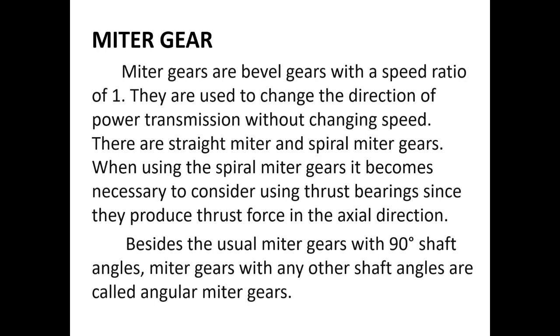Miter gear. Next, miter gears are bevel gears with a speed ratio of 1. They are used to change the direction of power transmission without changing speed. There are straight miter and spiral miter gears. When using the spiral miter gears, it becomes necessary to consider using thrust bearings since they produce thrust force in the axial direction. Besides the usual miter gears with 90-degree shaft angles, miter gears with any other shaft angles are called angular miter gears.